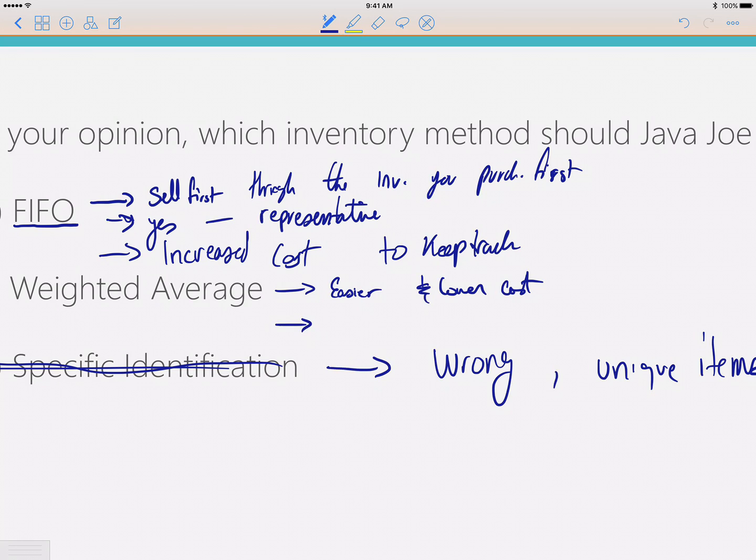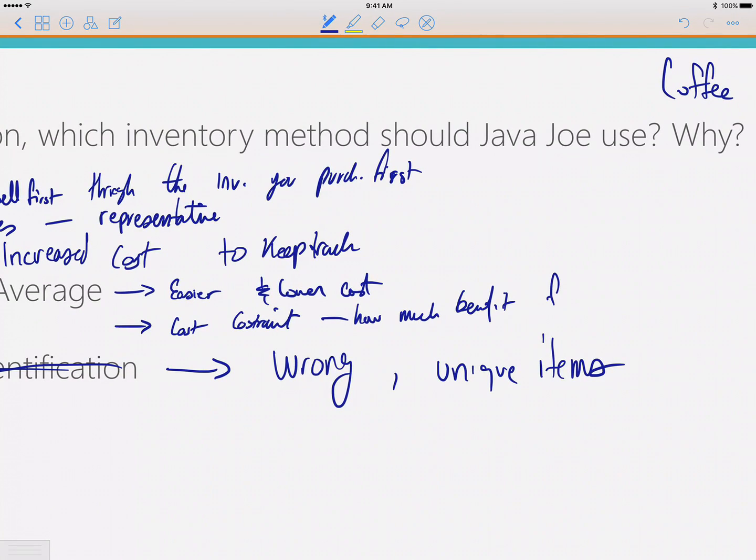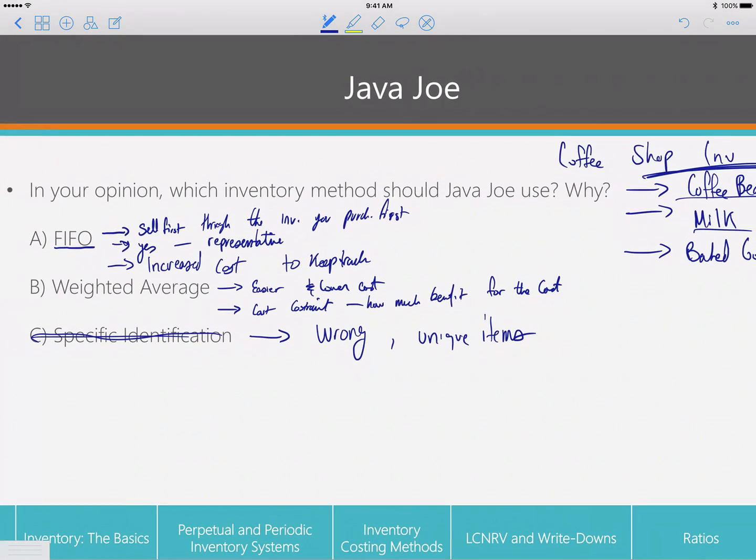And you want to remember, in financial accounting, you want to consider the cost constraint. How much benefit does the user of the financial statement get for the cost? And do we really need to pay hundreds of dollars or thousands of dollars to keep track of something that's constantly moving, the inventory? We're eventually going to expense it, and the differences aren't too huge between the systems. And it could be that he's paying the same price year round.